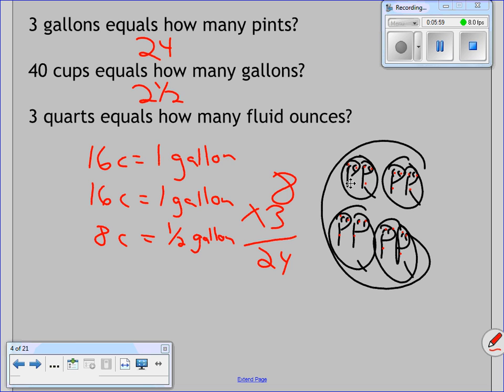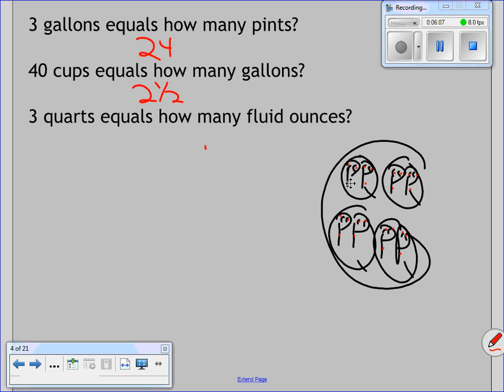3 quarts equals how many fluid ounces? All right, let's take a look how to solve this one. First of all, we have to find out how many cups are in a quart. There's 1, 2, 3, 4 cups in a quart. How many cups are in 3 quarts? So if I have 4, 4, 4, that is 12 cups in 3 quarts. So 3 quarts equals 12 cups.